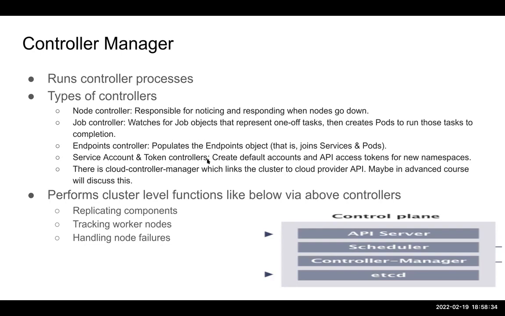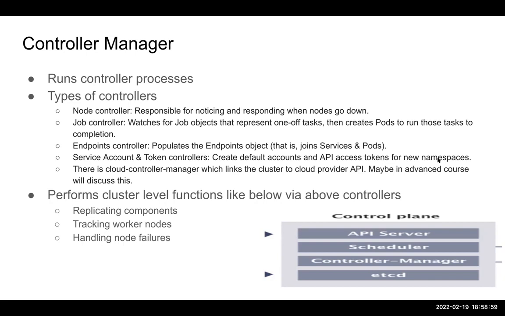Service account and token controller create default accounts and API access tokens for new namespaces. See, so we'll discuss what namespaces are also. Generally, companies have one Kubernetes cluster, and there are different teams which use the Kubernetes cluster. So each team is assigned a certain namespace. That's how it happens even in my current company. So each team is assigned a namespace.